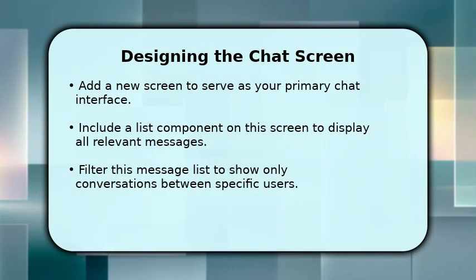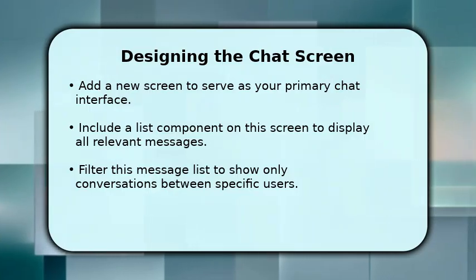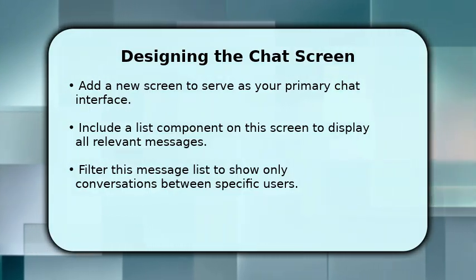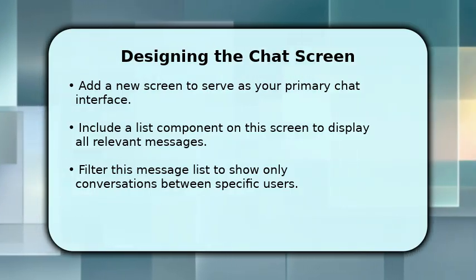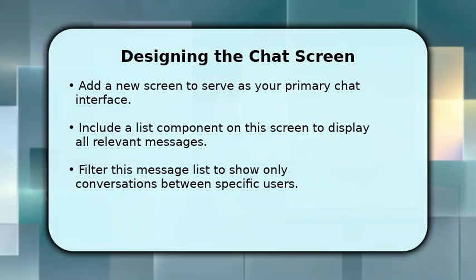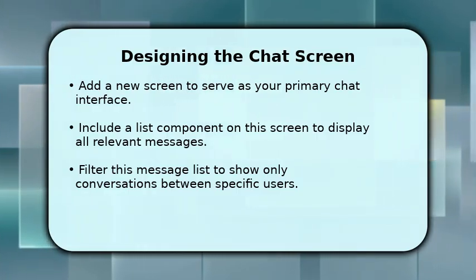Next, let's design the chat interface. Create a new screen, perhaps named Chat Screen. On this screen, you will add a list component to display all the messages. It is vital to filter this list so it only shows messages relevant to the current conversation, for example, between two specific users. Below the message list, add an input field where users can type their messages.